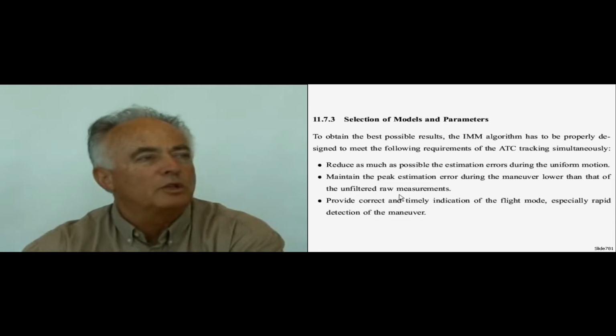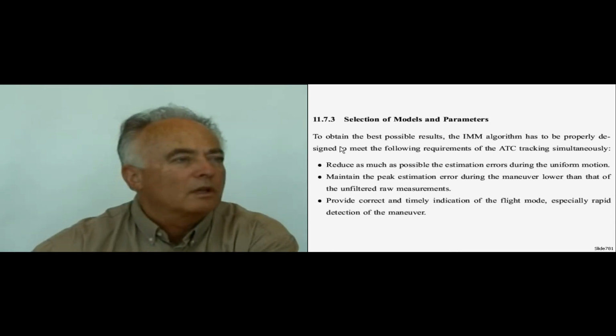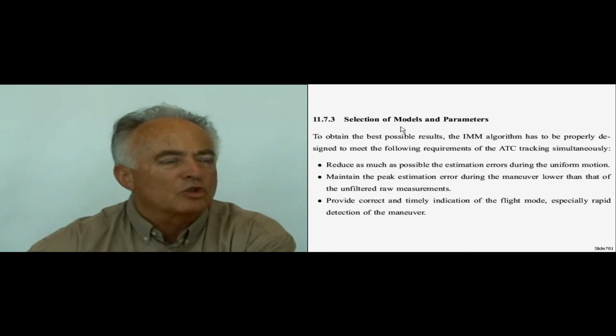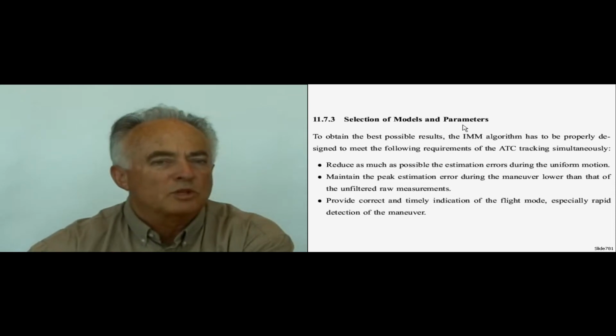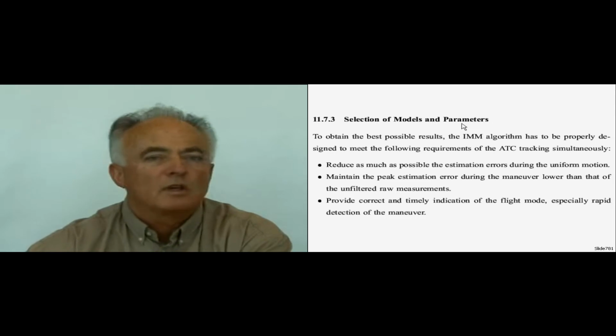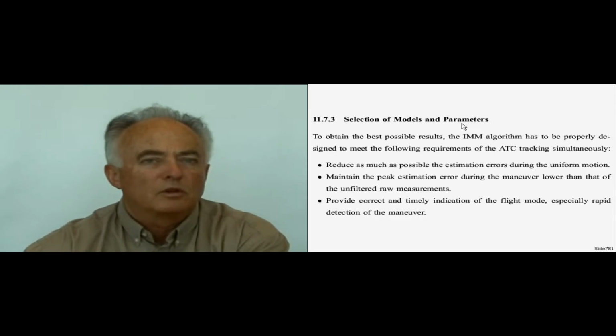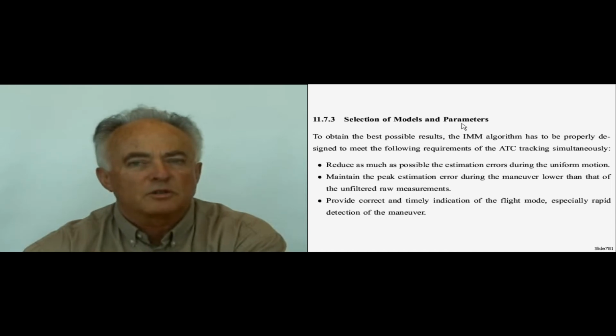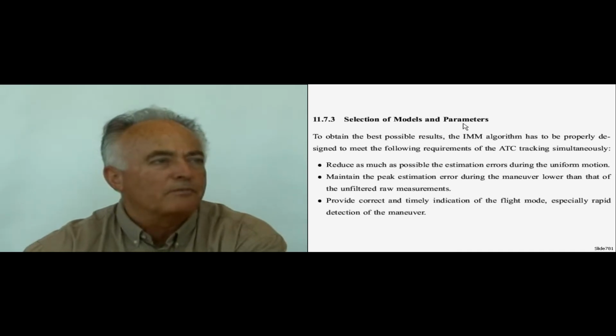Now we come to the design. The selection of models and parameters. We discussed how to select those models, and we have two options. The non-maneuvering is clearly a nearly constant velocity. The maneuvering is a nearly constant velocity with large noise or a coordinated turn model. So we have two options there.